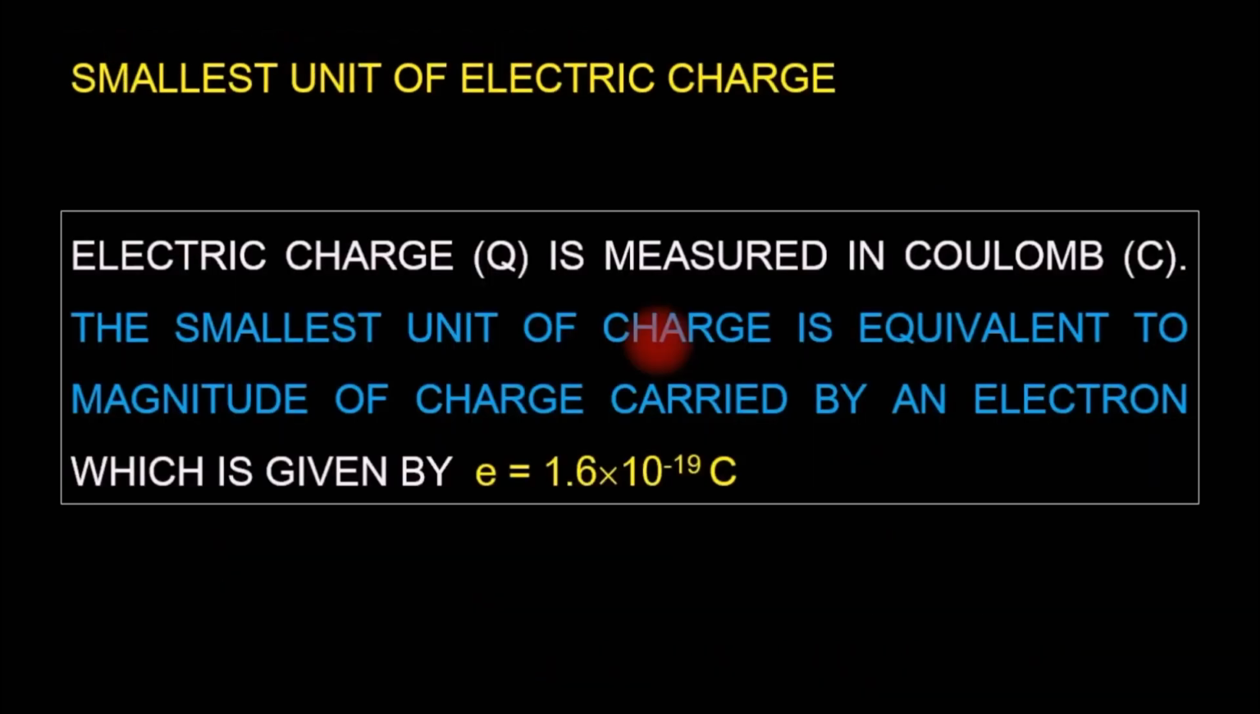Now let us see the smallest unit of electric charge. Electric charge denoted by Q is measured in coulomb. Coulomb is denoted by C, capital C. The smallest unit of charge is equivalent to the magnitude of charge carried by an electron, which is given by e equal to 1.6 into 10 to the power minus 19 coulomb.